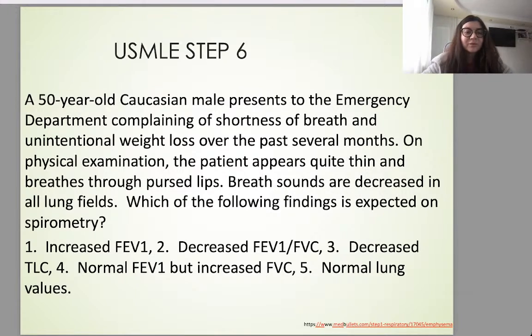First one, it is increased forced expiratory volume in first second. Second, it is decreased ratio between forced expiratory volume in first second and the total vital capacity. Third, it is decreased TLC. Fourth, normal forced expiratory volume in first second, but increased vital capacity and normal lung values.